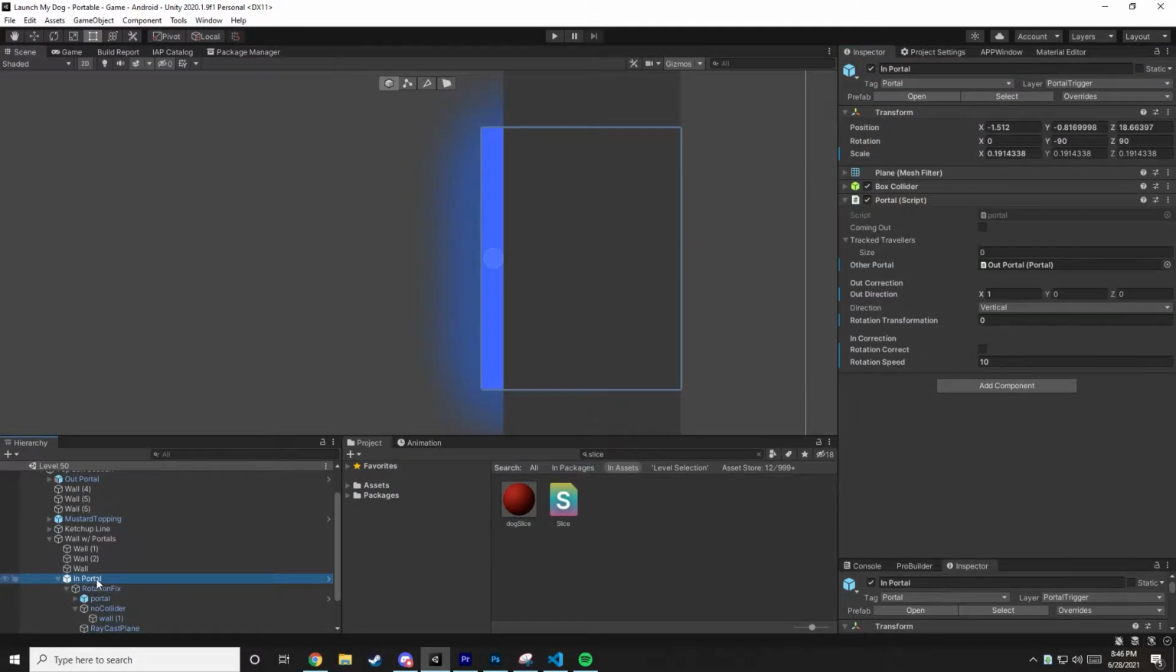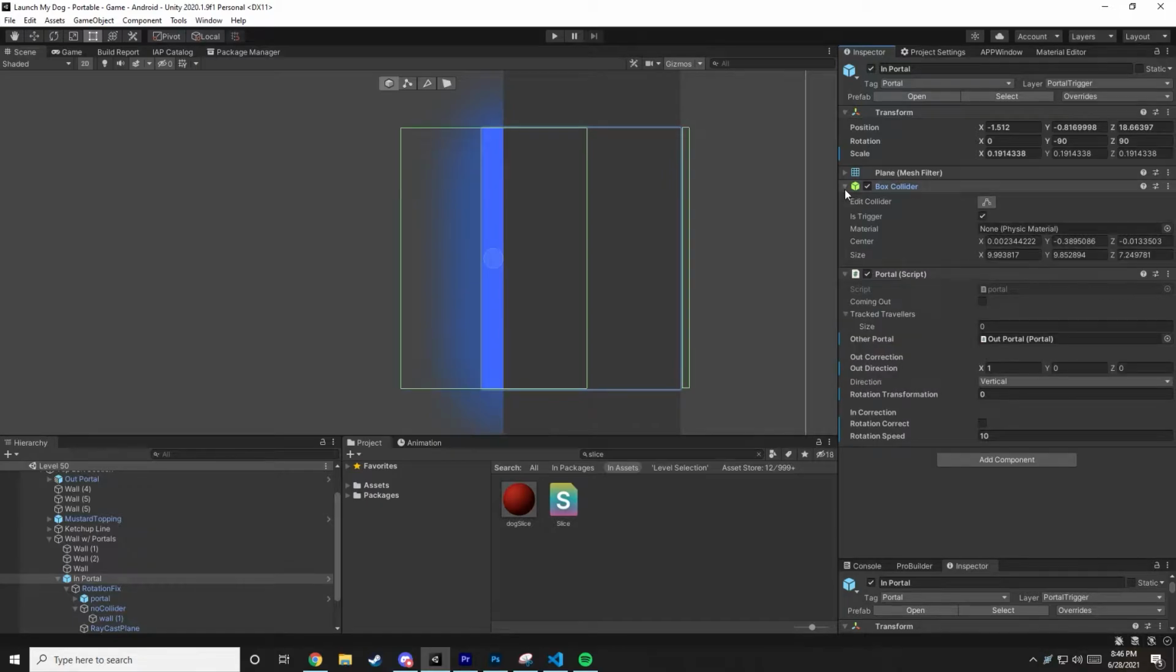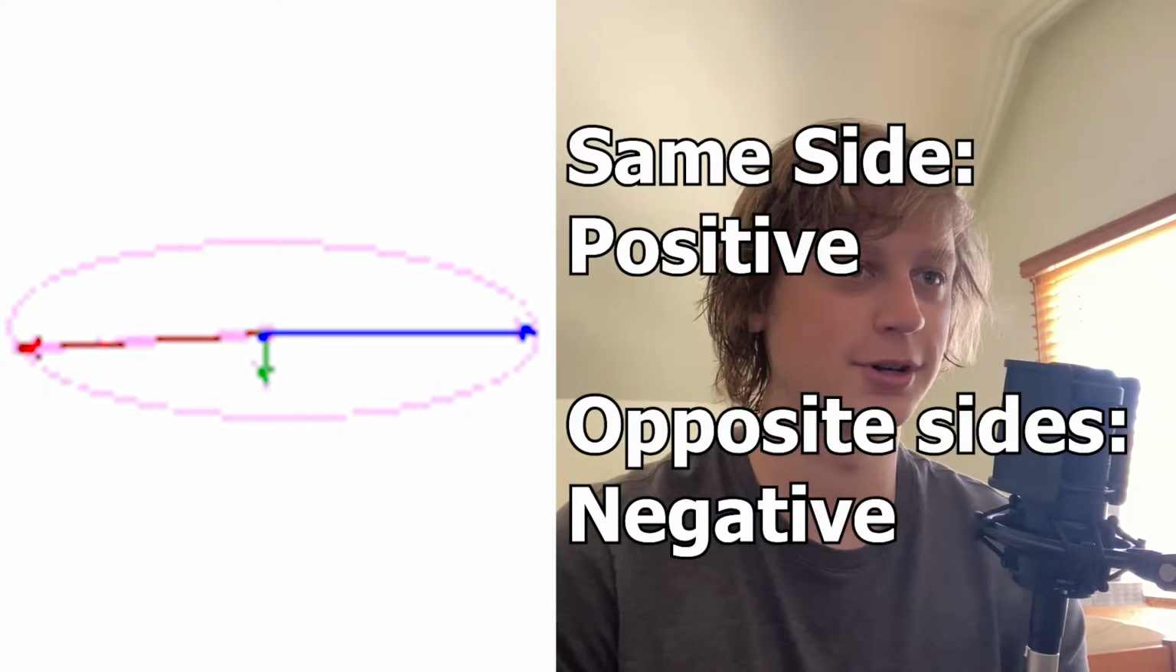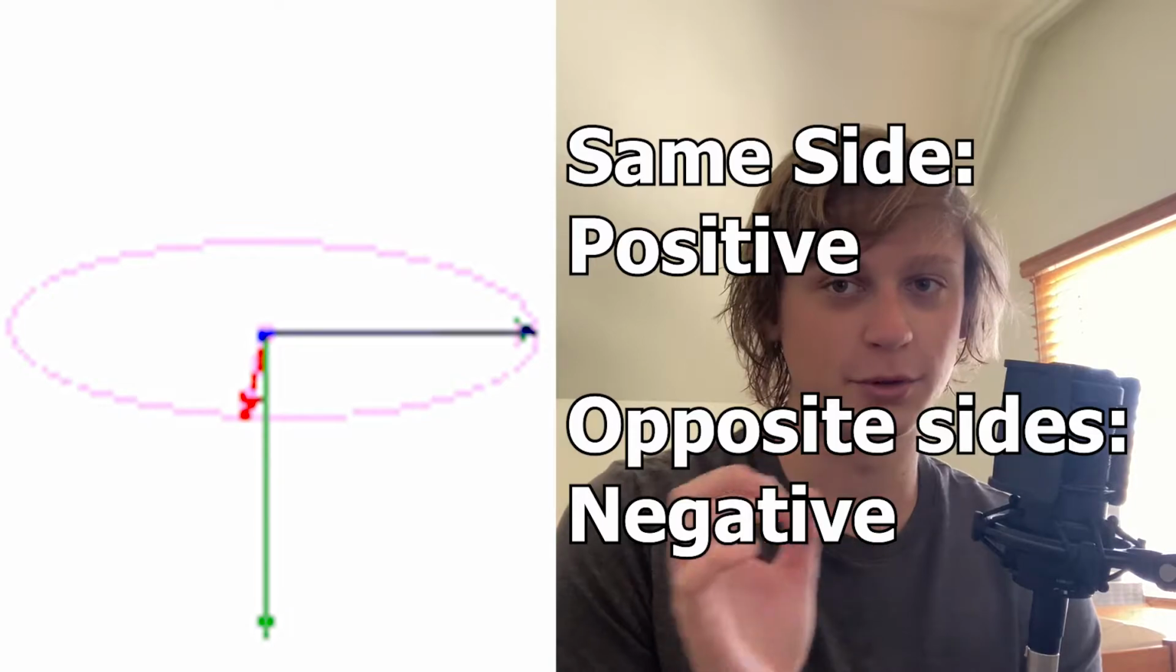We have a trigger zone on one side of the wall, so if the dog is in the trigger, it can go through the collider. While the dog is in the trigger, we can also keep track of its position. And then because the position is stored as a vector and the position of the portal is stored as a vector, we can use the dot product of the position of the dog and the center of the portal to determine what side of the portal the dog is on.